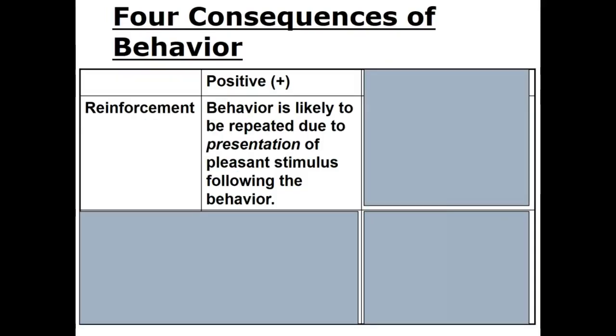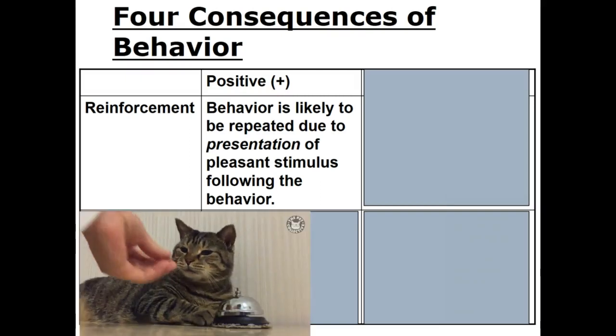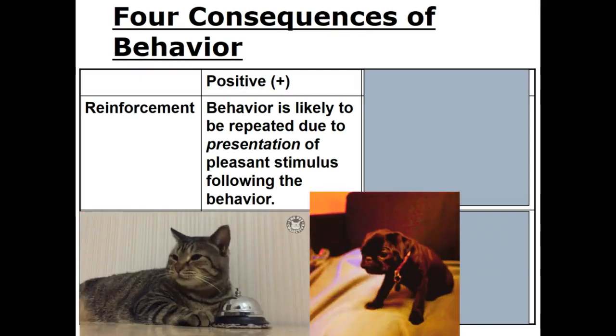Let's do this. With positive reinforcement, behavior is likely to be repeated due to the presentation of a pleasant stimulus following that behavior. Remember, positive means addition. Something was added or given or presented as a consequence of that behavior. Animal training relies heavily on positive reinforcement. When the cat rings the bell, he gets a treat. When the puppy sits, she gets a treat.